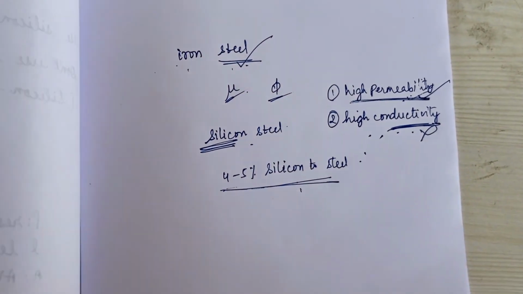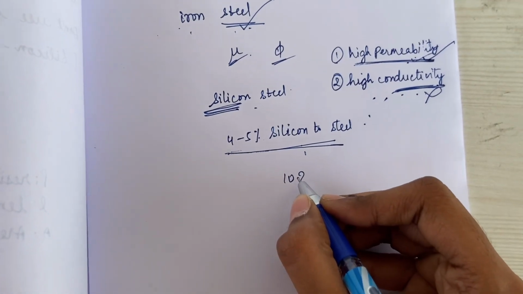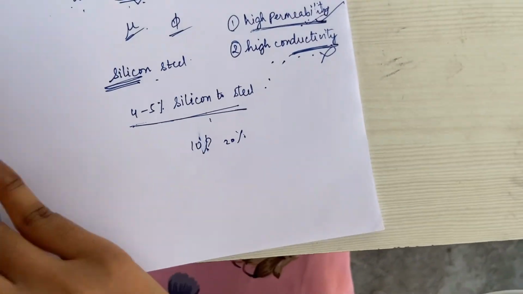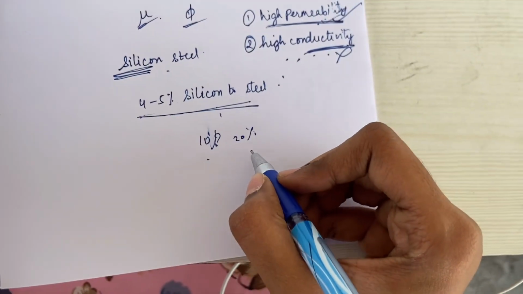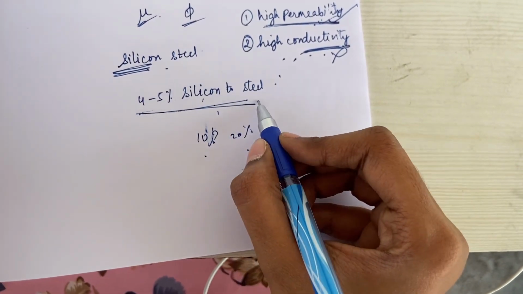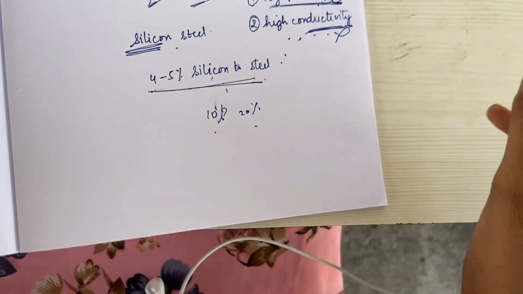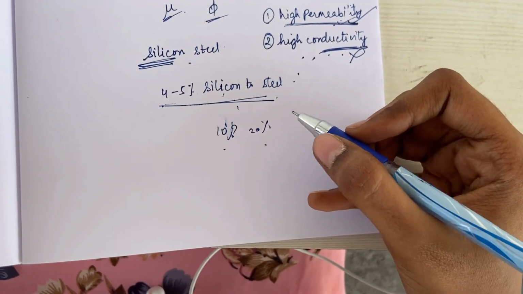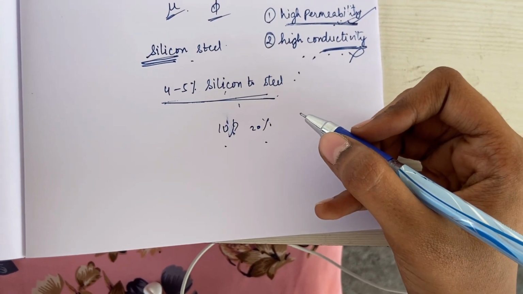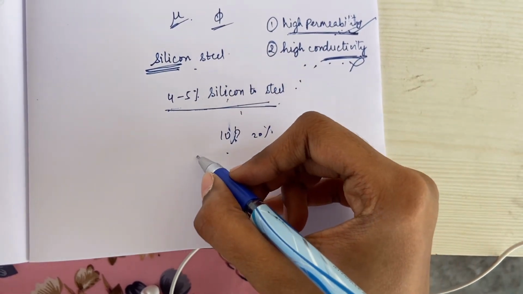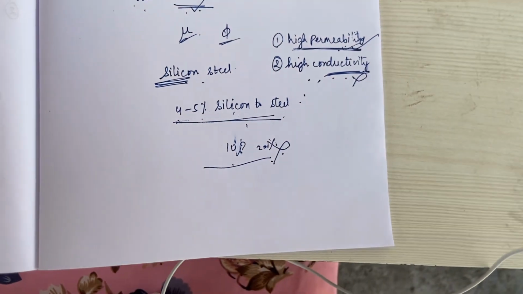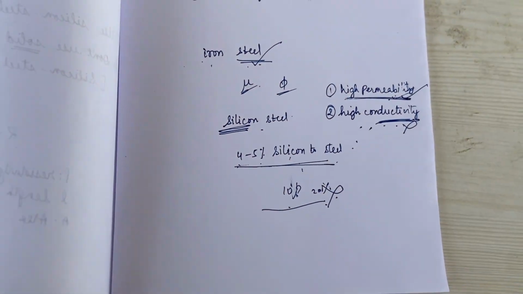Why don't we add 10% or 20%? Because if we add 10% or 20% of silicon to steel, it adds brittleness. Brittleness is like delicateness, and the core will tend to break. So we don't prefer this much. We only prefer 4 to 5%. Okay, this is the first one.